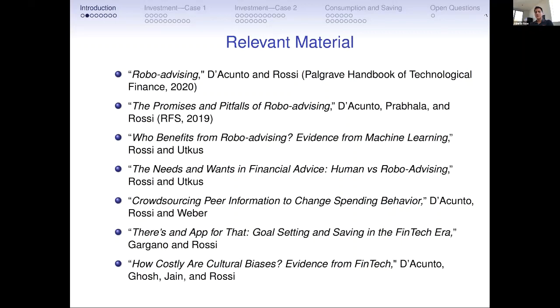Now, if you want to look at some of the material related to today's talk, a very good introduction, if you're interested in getting to know a little bit more about the topic, is a chapter that I've written with Francesco D'Acunto titled Robo-advising. Then the papers on robo-advising for financial decisions are the top 3: The Promises and Pitfalls of Robo-advising, Who Benefits from Robo-advising? Evidence from Machine Learning, and The Needs and Wants in Financial Advice: Human versus Robo-advising.